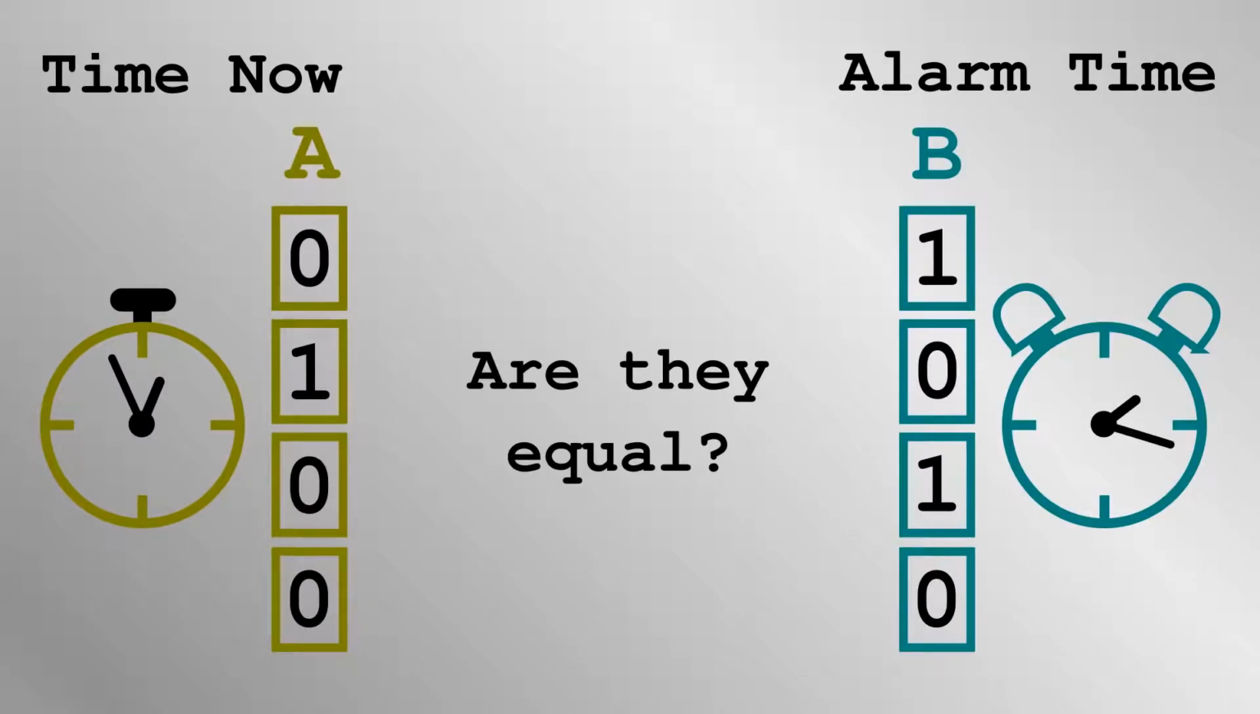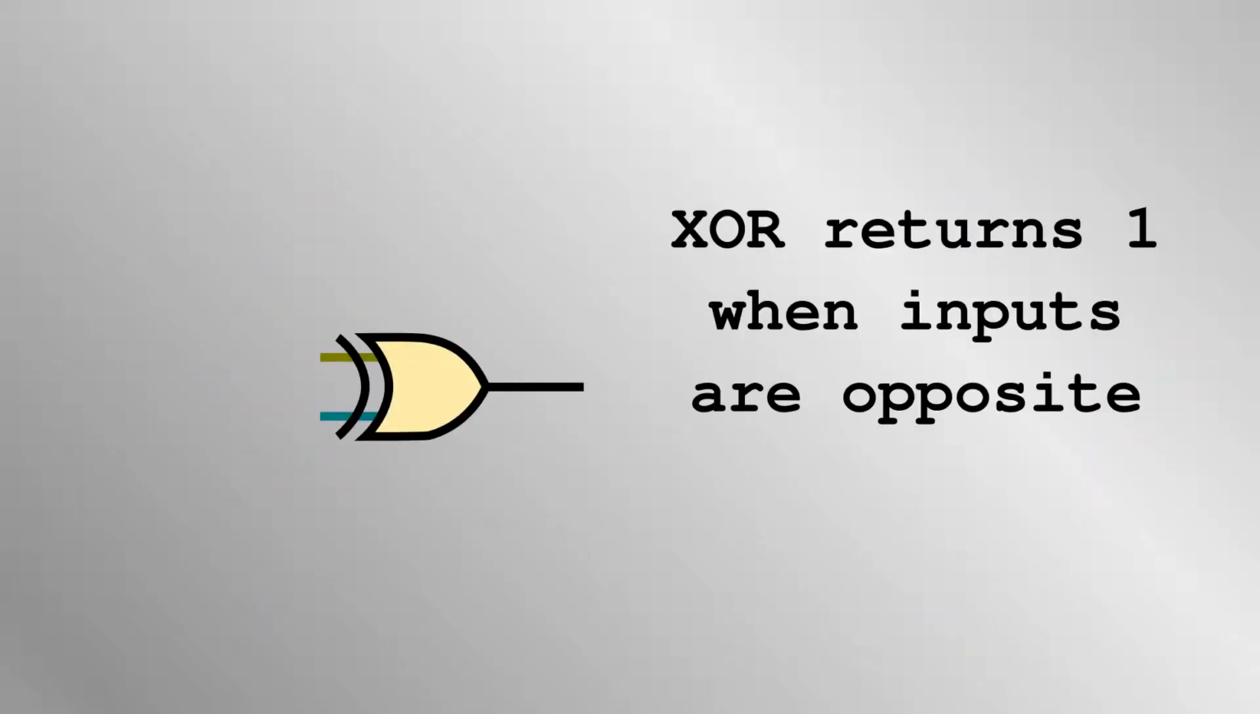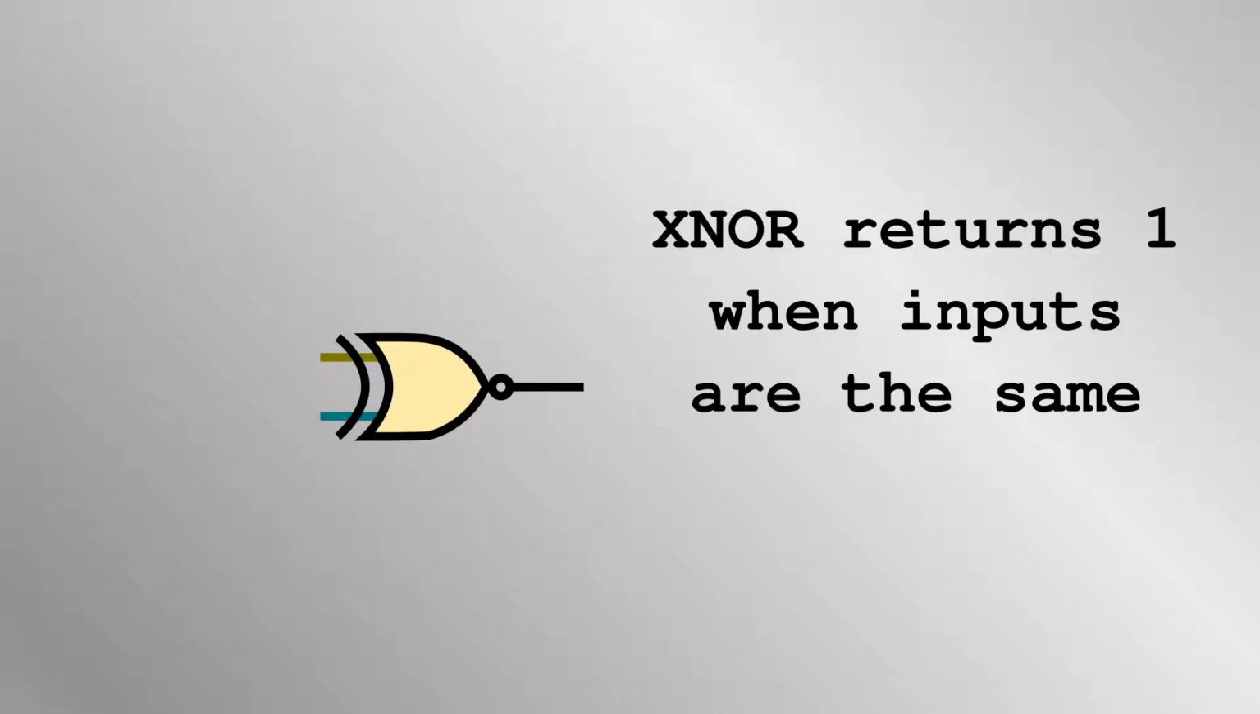To do this, the computer must check that every bit of the number A is the same as the corresponding bit of B. So the XOR gate returns 1 when an input is 1 and the other input is 0. In other words, when its inputs are different. The XNOR gate, which is the complement to the XOR, meaning it returns the opposite to the XOR, therefore returns a 1 when its inputs are the same.